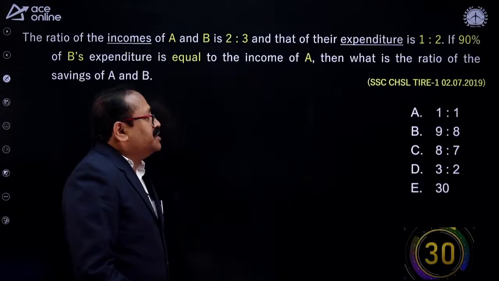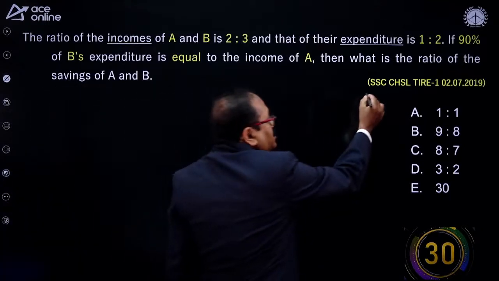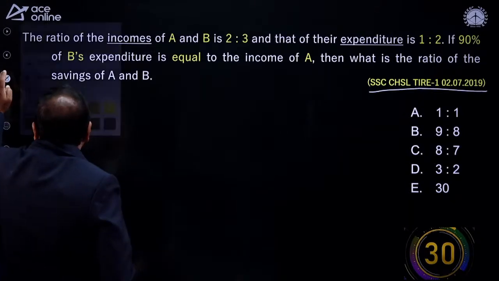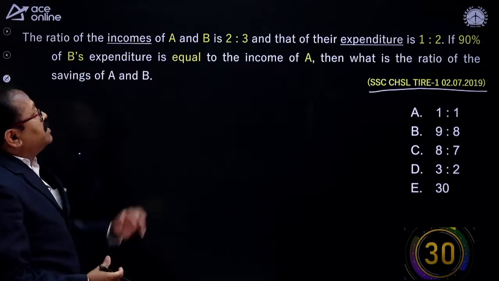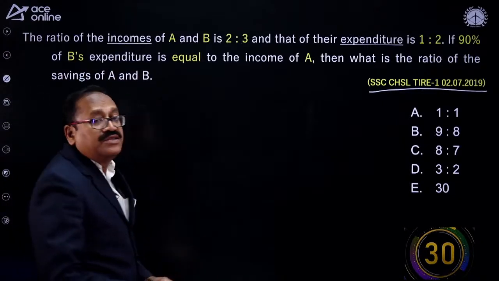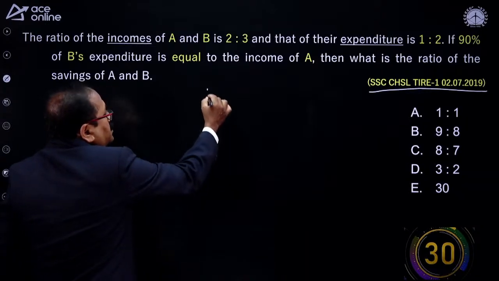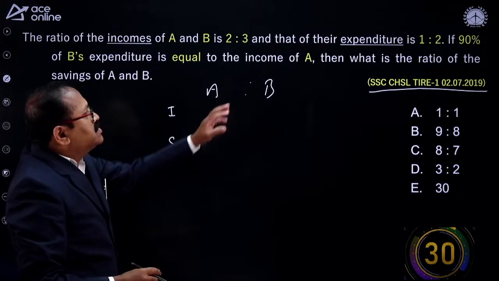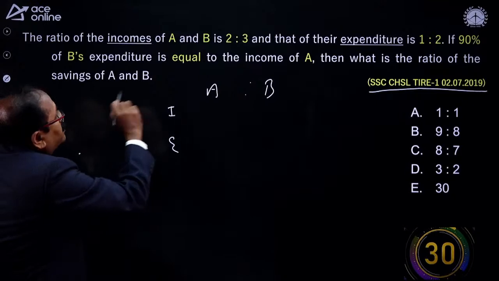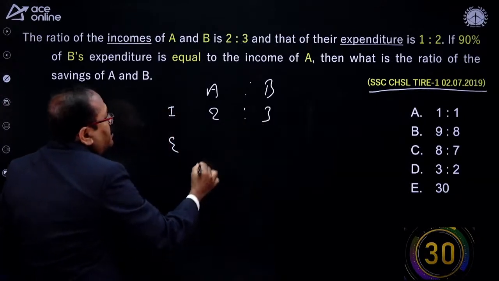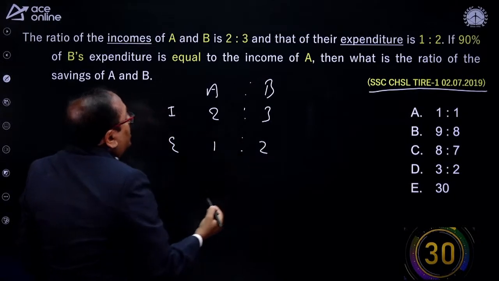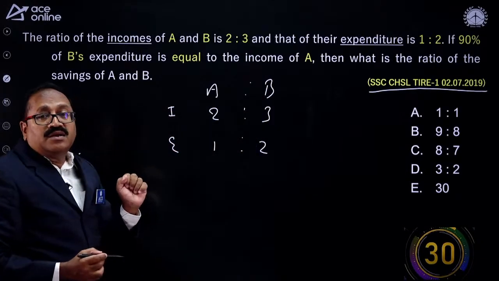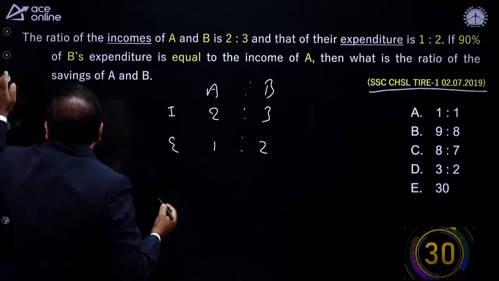Moving on to the next question. This question is from SSC CGL Tier 1 of 2019, an income expenditure based question. The ratio of the income of A and B is 2:3 and the expenditure ratio is 1:2. So I will take A to B, the income ratio 2:3 and the expenditure ratio 1:2. And 90% of B's expenditure is equal to A's income.